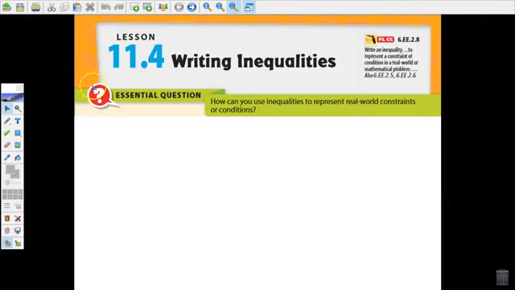Today, our lesson is 11.4, Writing Inequalities. If you remember, inequalities are less than, greater than, but also less than or equal to, which has a line under it, and greater than or equal to, which also has a line under it. So, little refresher.